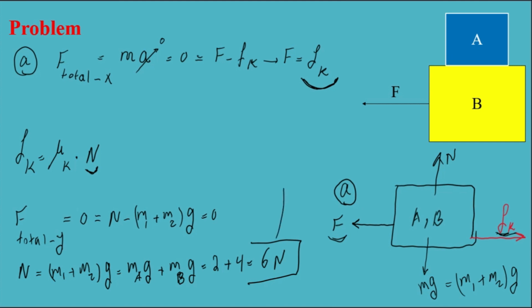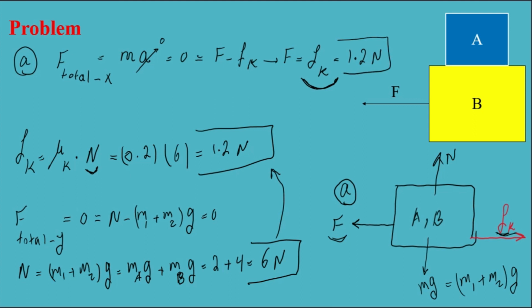I'm going to substitute it over here. So then my Fk is going to be equal to mu k, 0.2, times my n, which is 6. So my answer is going to be 1.2 newtons. So that's going to be my Fk, correct? And my Fk is equal to F, so my F is also going to be 1.2 newtons. This is the answer for part A, 1.2 newtons.